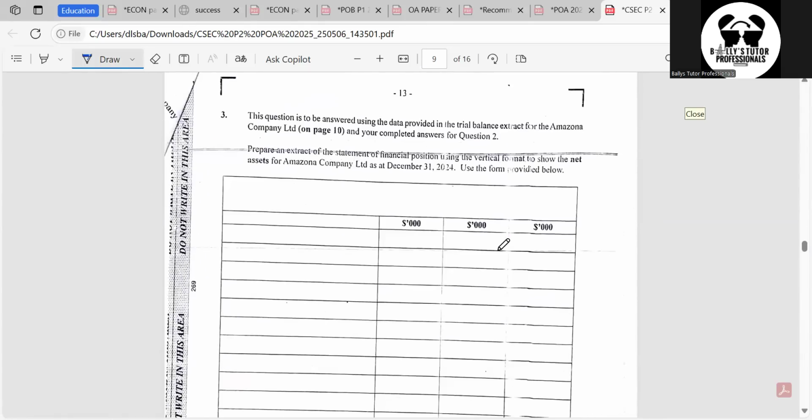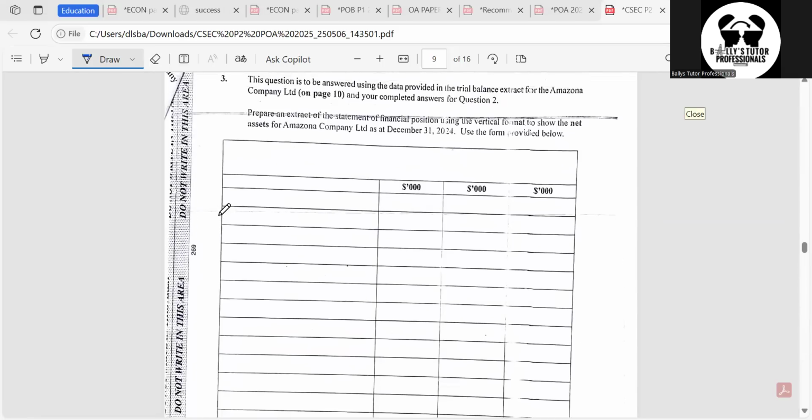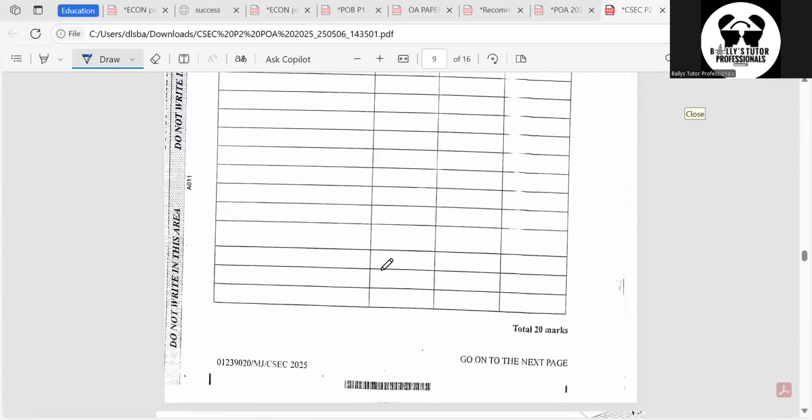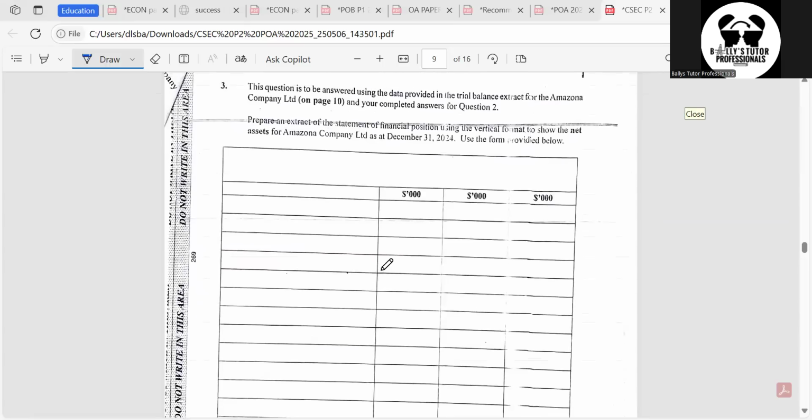And to my surprise, number 3 was in connection with number 2. Something I've never seen CXC done before, ever, for principles of accounts. Really weird to me. To just want to do part of a statement of financial position, and you're getting 20 marks for it. So the whole of number 3 is on this one page. Pretty weird for me, but that is what they asked to do, so let me do it, right?